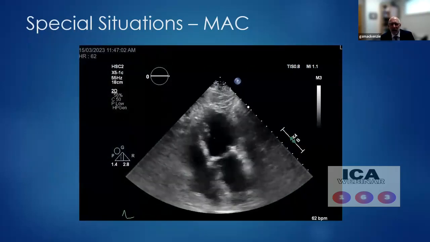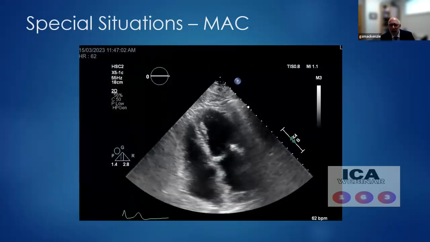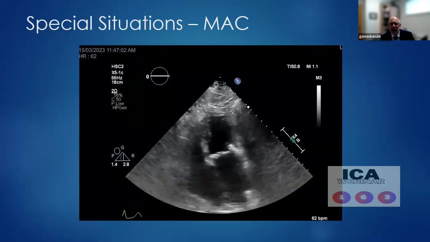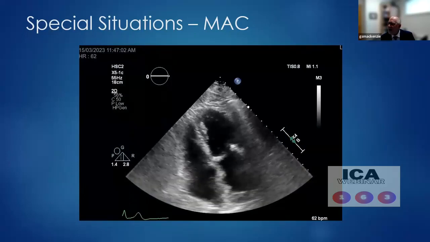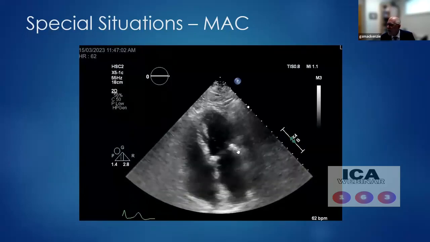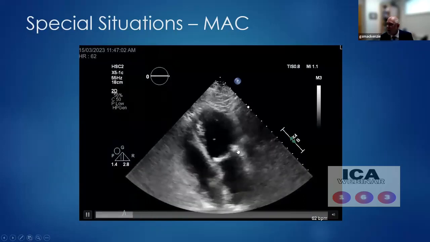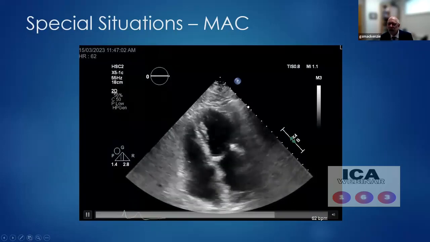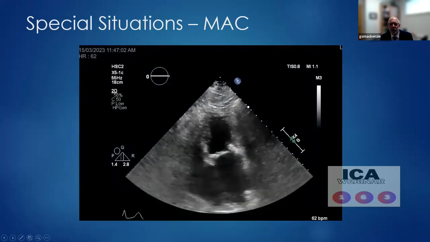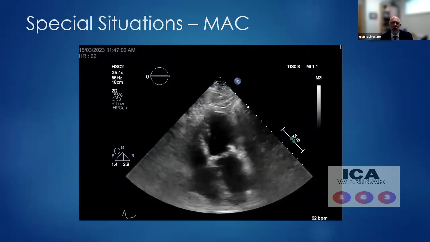What about mitral annular calcification? This is something that we see regularly in the echo lab that can make it challenging to assess diastolic function. This is a 4-chamber view in a patient who, it's not the best image in the world, but I think you can appreciate has pretty significant mitral annular calcification. What do we do in this circumstance?